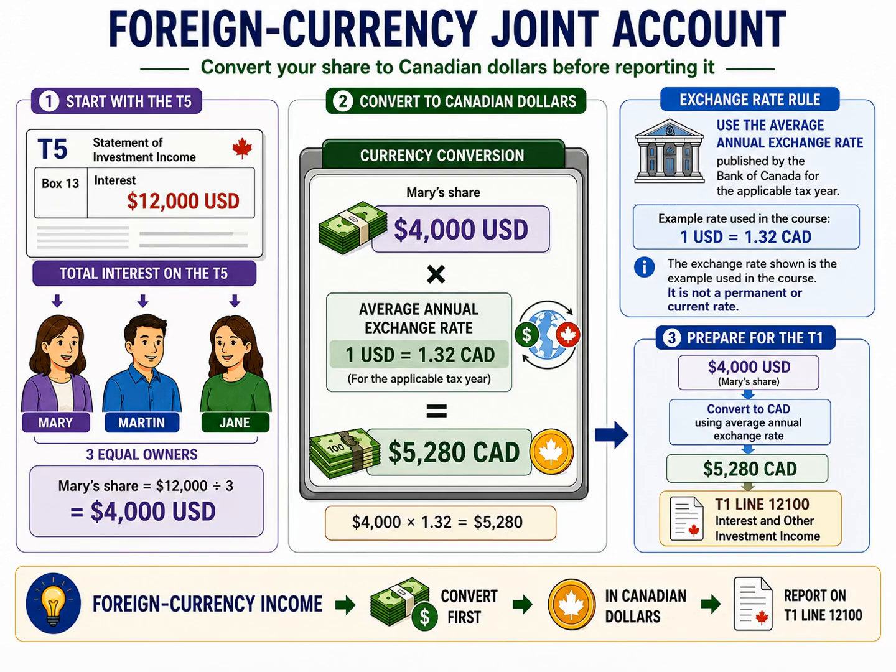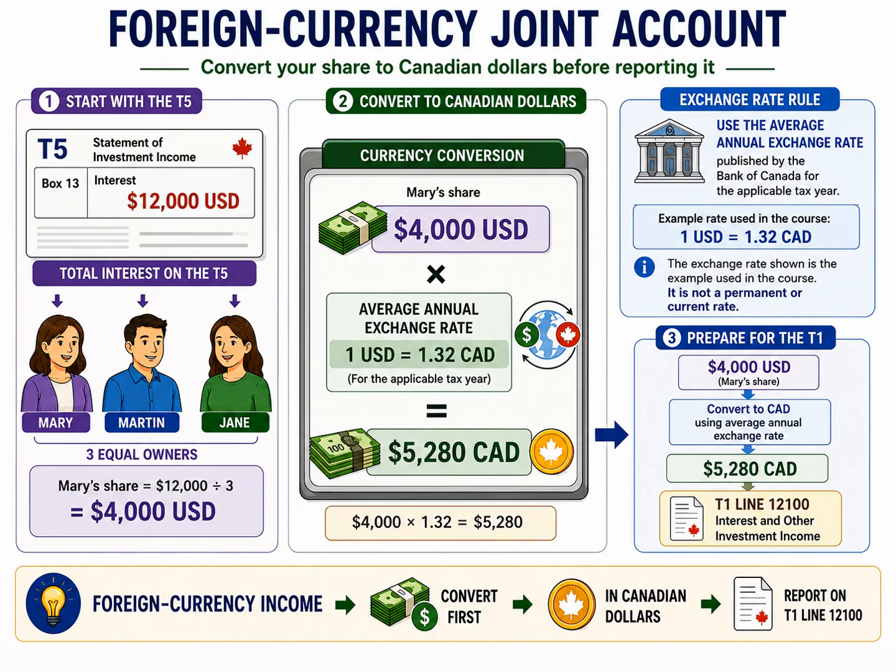Now we need to take the taxpayer's share of the joint account interest and convert it into Canadian dollars. Let's continue with Mary's example. The joint investment account earned $12,000 of interest, and there are 3 equal owners. Mary's 1/3 share is therefore $4,000.